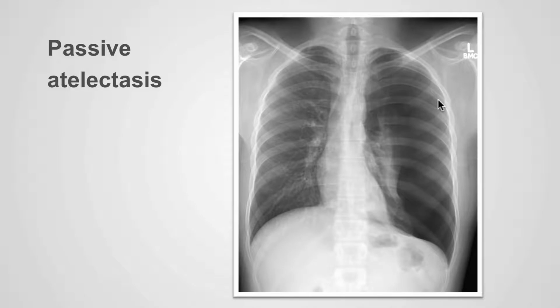Passive atelectasis occurs when there is a loss of contact between the parietal and visceral pleura. This occurs with pleural effusions or with a pneumothorax. Air or fluid within the pleural space causes a loss of negative pressure, and therefore there is nothing to maintain the expansion of the lungs to the limits of the chest wall.